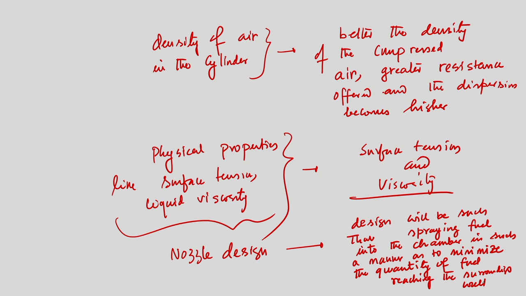Why is it important? We need to design the nozzle in such a way that when the fuel comes in the form of a spray pattern, the quantity of fuel that strikes the surrounding wall is less. Why? This is very important. Say this is the fuel. Now, if the fuel strikes the surrounding wall, what will happen?